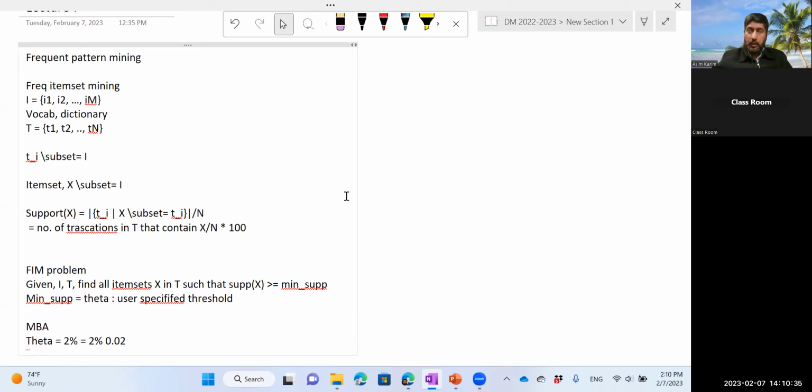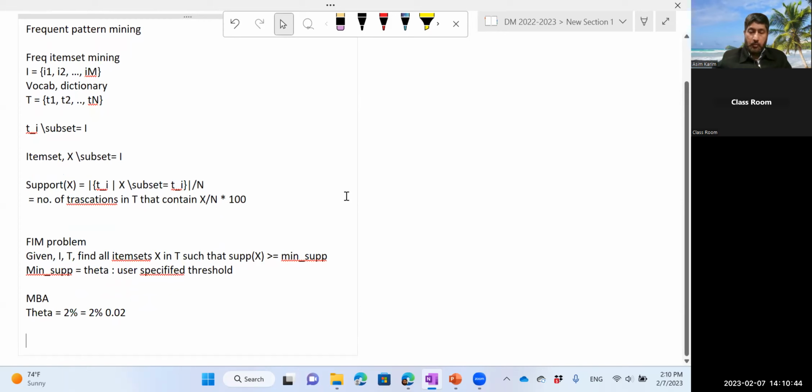So what does this mean? So we are interested in all item sets in our transactional database that occur more than 2% in the transactional database. So for example, just to give an example from a retail store, milk, for example, may occur. So let me say the support of milk, let's say, is 10%. Okay? So let's say the support of milk and bread, let's say, is 5%. So both of these values are greater than 2%.